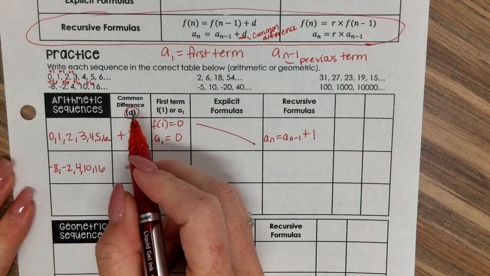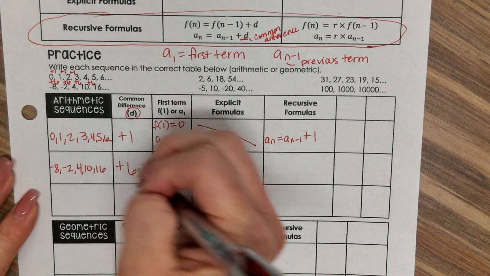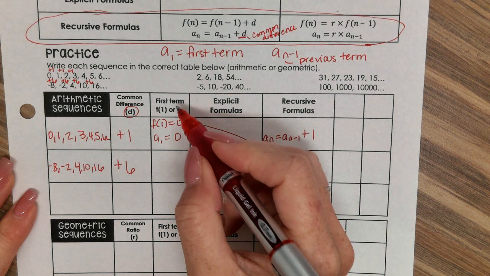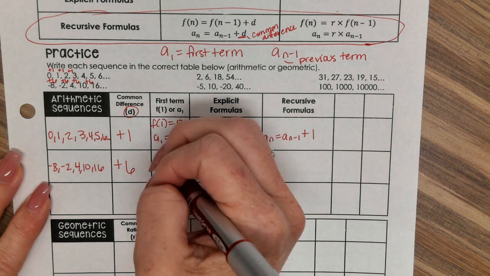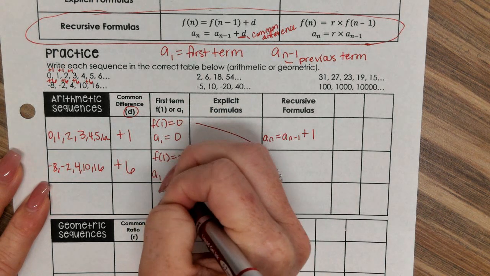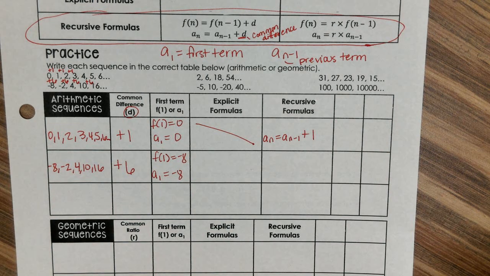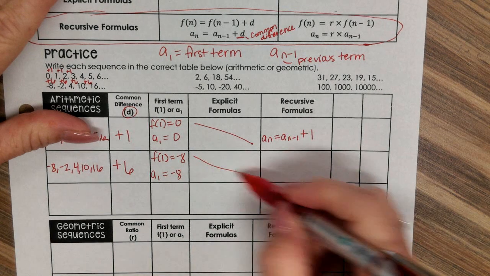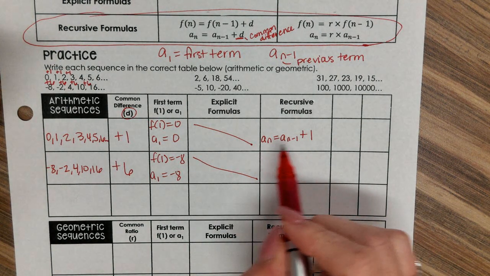What is the common difference? Plus 6. What is the first term? Negative 8. So F of 1 is negative 8, or you could say A sub 1 is negative 8. These mean the same thing. They can be written either way. We don't need the explicit formula. I want you to write the recursive formula.